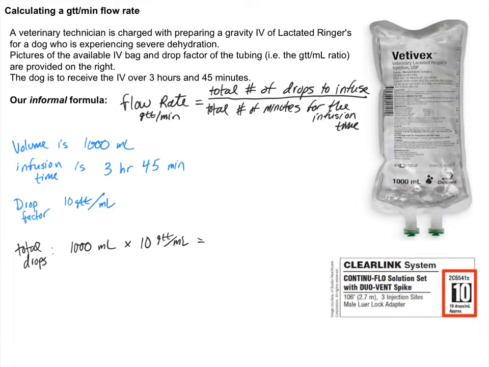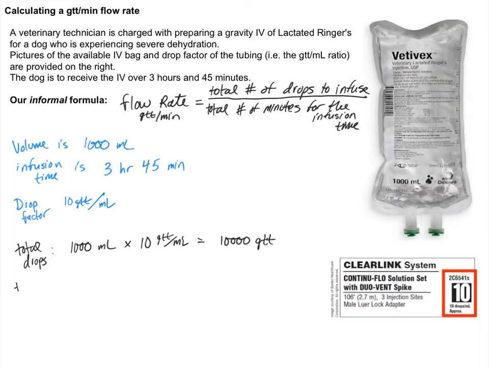And there are lots of ways that you can reason through that. You can set that up with dimensional analysis. You can set that up with ratios. But if you think through what a drop factor is, it's the number of drops in each milliliter. So if I have 1,000 milliliters, each is going to be broken into 10. I need to multiply, and what I find is that there are 10,000 drops in this bag. So once the dog receives this entire bag, there will have been 10,000 drops falling and being infused into the dog. Now let's think about the total number of minutes, the total infusion time.